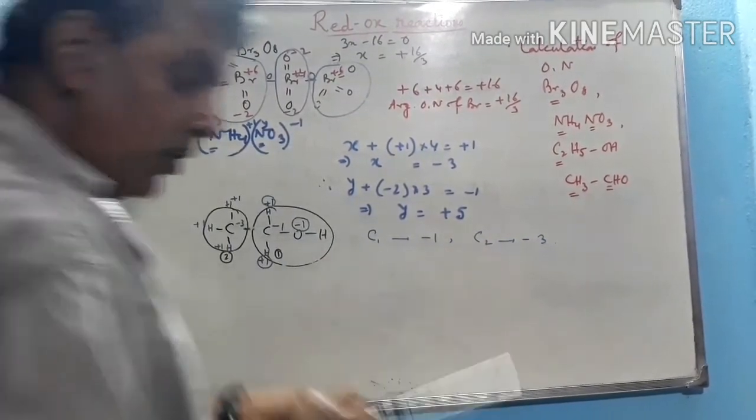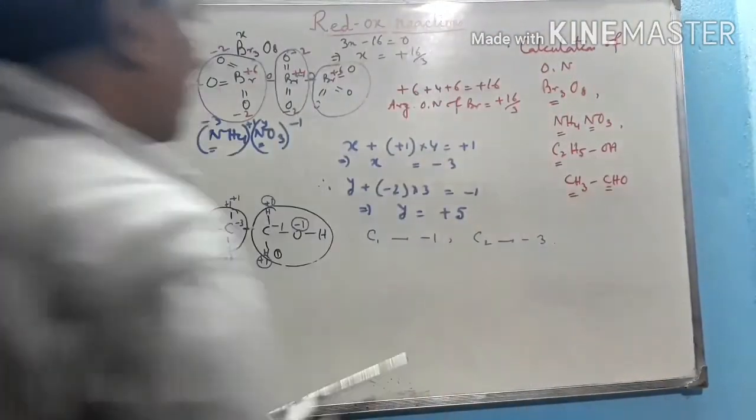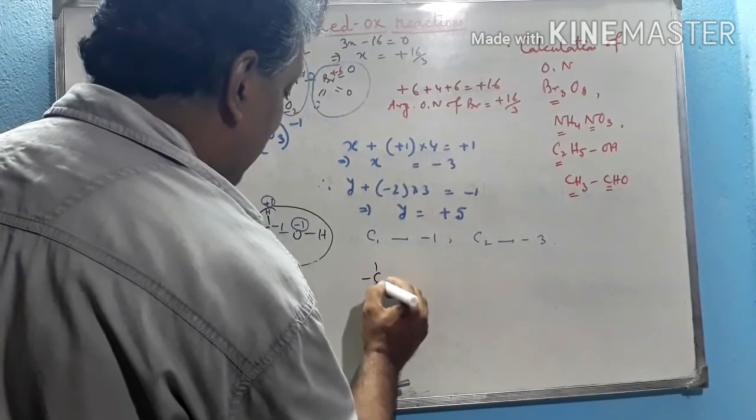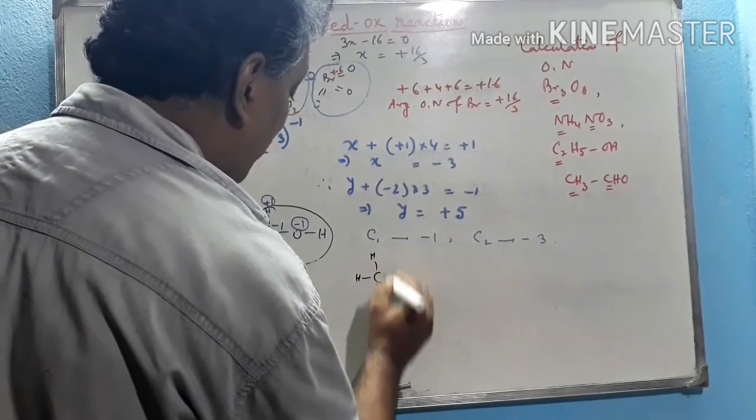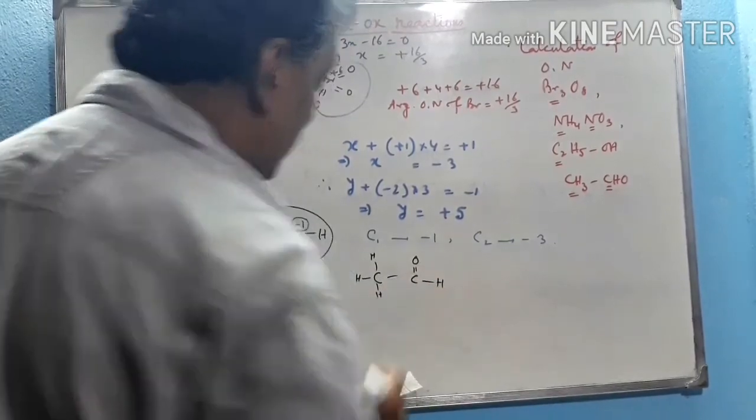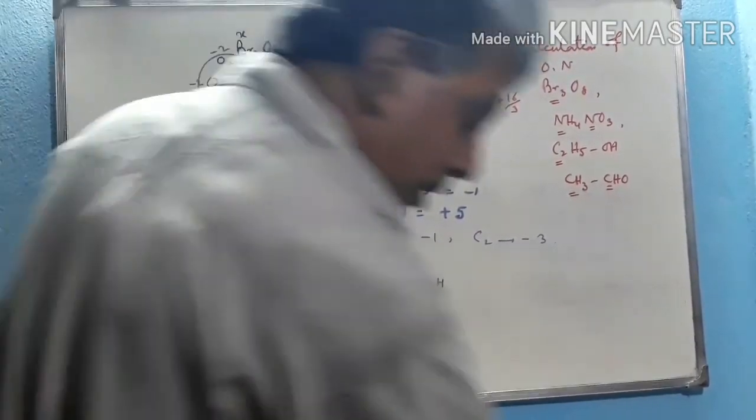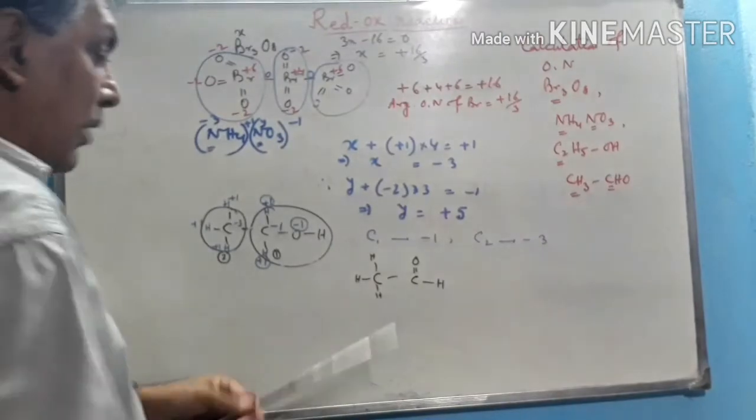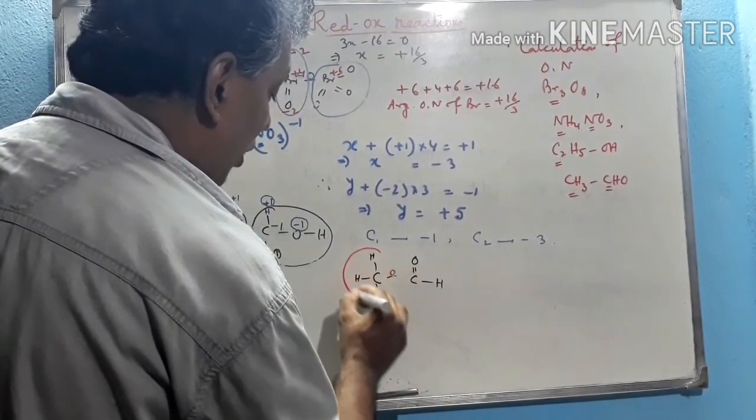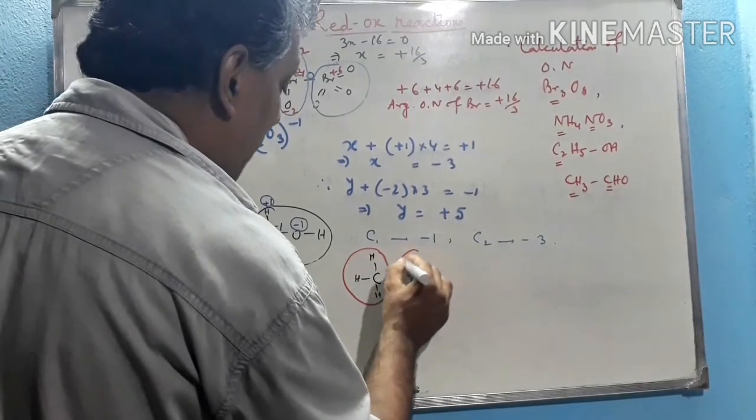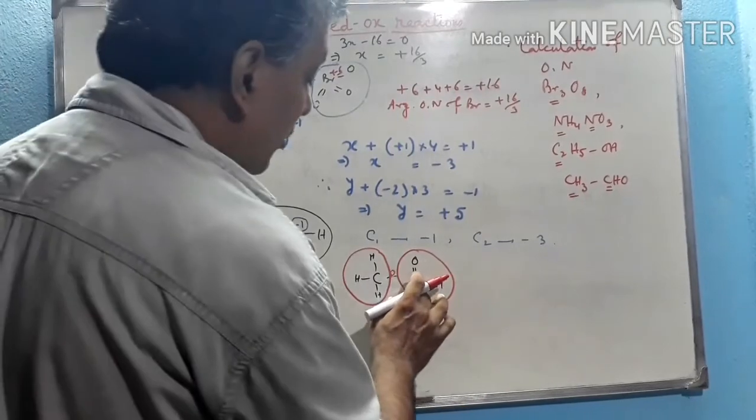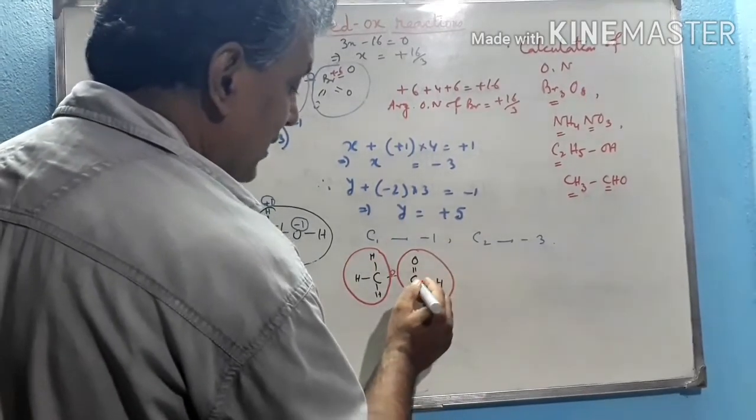Thus also we can calculate the oxidation number of carbon atoms in CH3CHO. See the structure: CH3CHO, C double bond O, H. If we want to calculate the oxidation number of each and every carbon atom, then also with respect to this bond the oxidation number becomes 0. So also we can dissociate this part into two different fragments. Now calculate the oxidation number of the carbon atom with respect to each fragment.